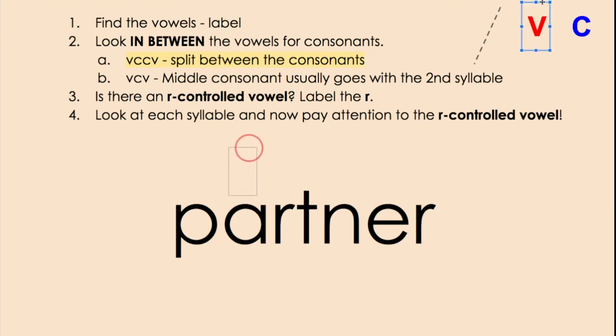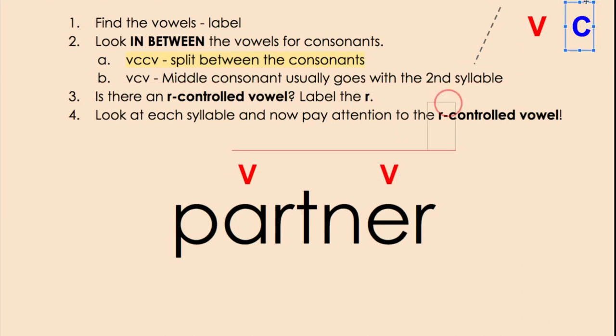Let's do another. Now, we first always start off by looking for our vowels. So we have one vowel here. And then we have another vowel here. Fabulous. Then we look for our consonants in between. There's an R here, a T here, and an N here.